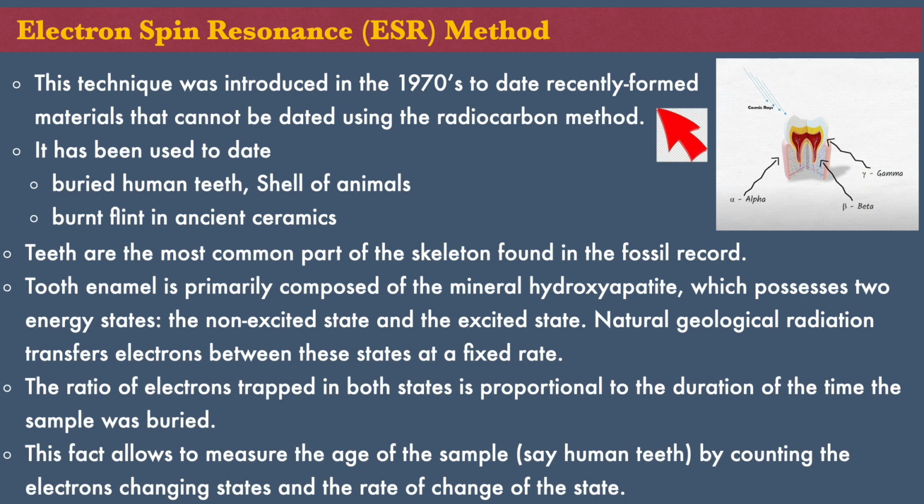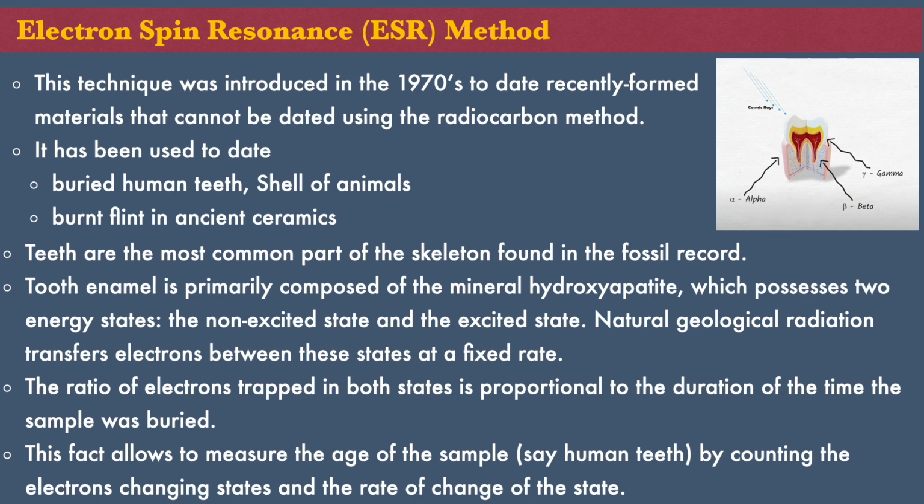Electron spin resonance method. This method was developed in the 1970s to date recently found materials that cannot be dated using radiocarbon methods. It has been used to date buried human teeth, animal teeth and burnt flint in ancient ceramics. The method is very popular for dating animal teeth because teeth are the most common part of animal fossils.